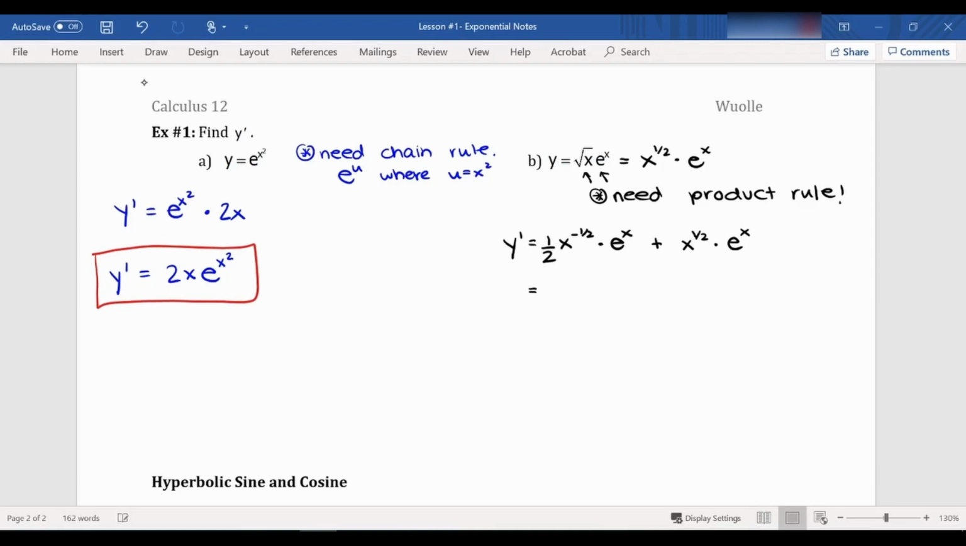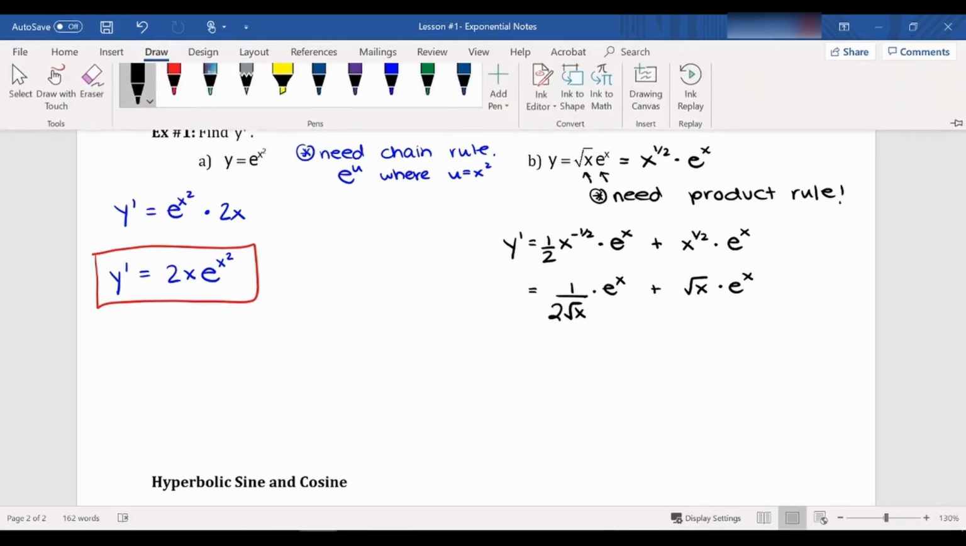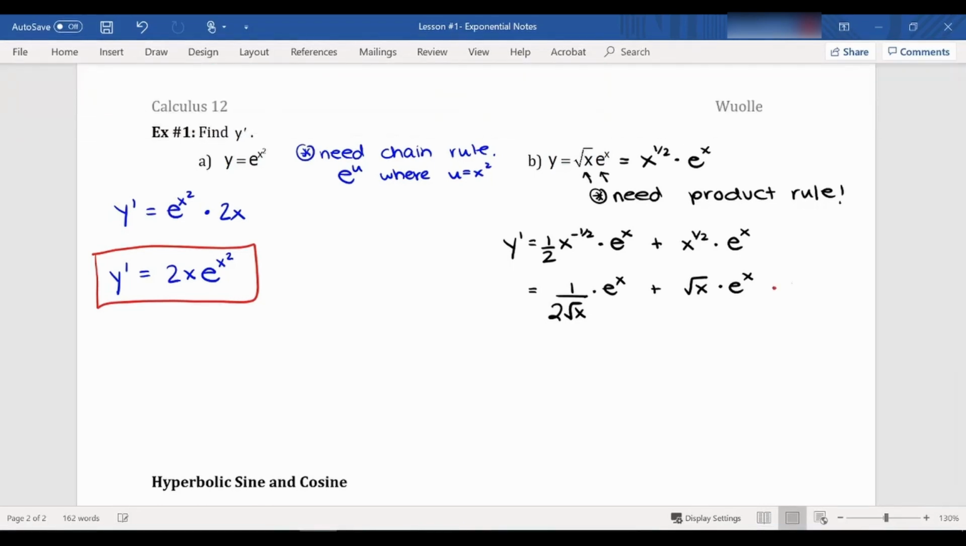I'm going to rewrite this as 1 over 2 root x times e to the x plus root x times e to the x. Again, technically you could leave it here, but most of the time you're going to be expected to write this as a single term, meaning you should have a fraction here, a rational with common denominators. So if I make common denominators, the problem is the right-hand side needs the right denominator. So the right-hand term I need to multiply by 2 root x over 2 root x.